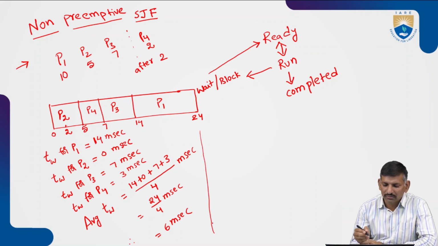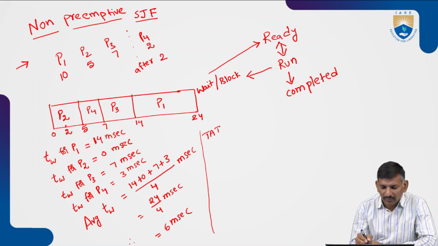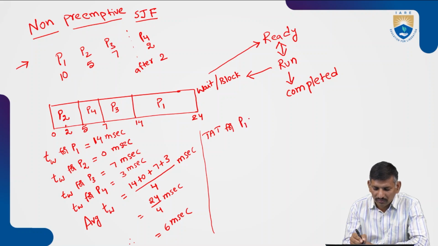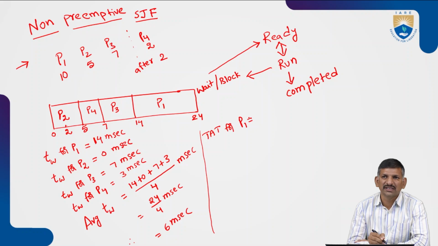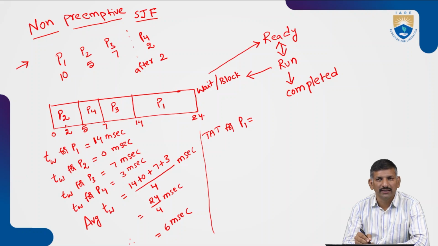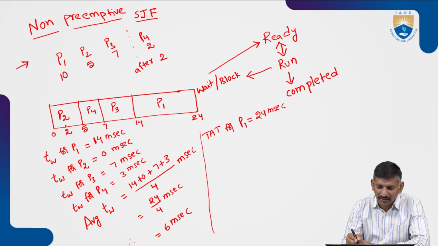Next, turnaround time for process P1. P1 enters into the ready state at the time of 0 and its execution is completed at the 24th millisecond. So the total time is 24 milliseconds.